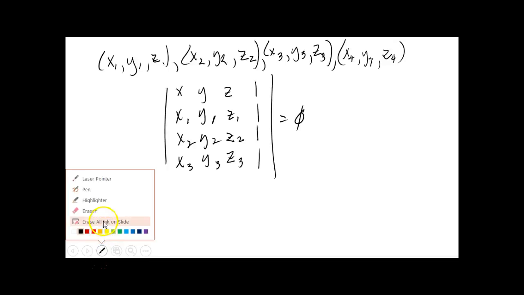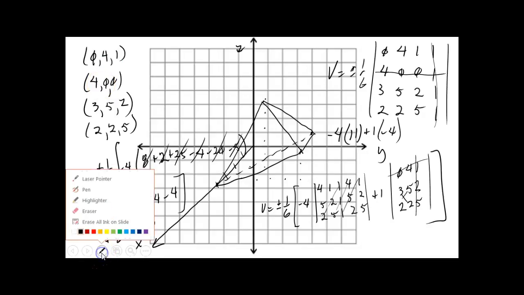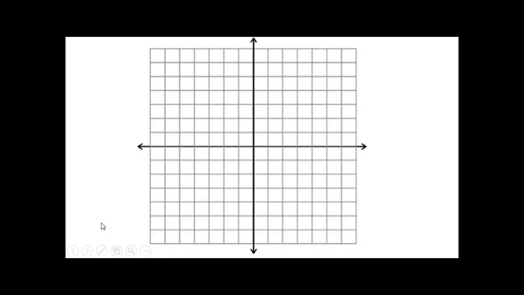So let's do example 8. Find an equation of the plane passing through these 3 points: (0, 1, 0), (-1, 3, 2), and (-2, 0, 1). These are a little bit more of a pain to draw, but I think we can do it.